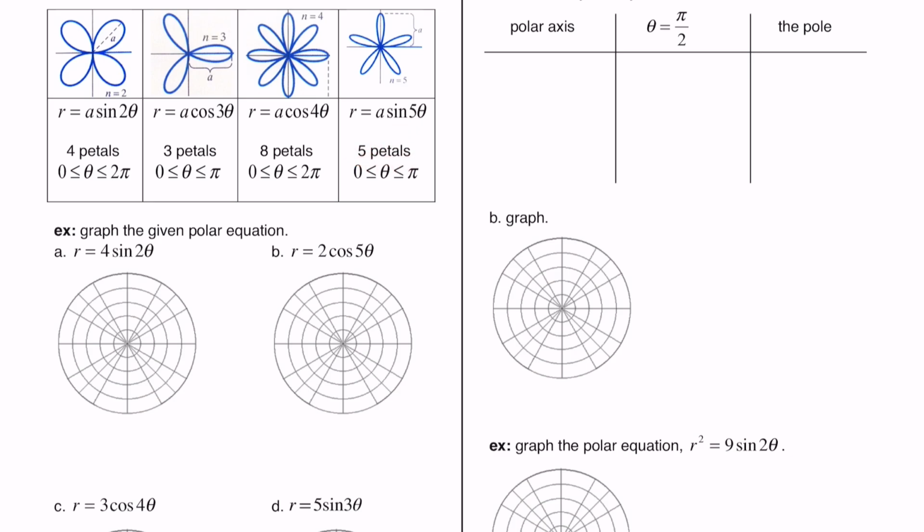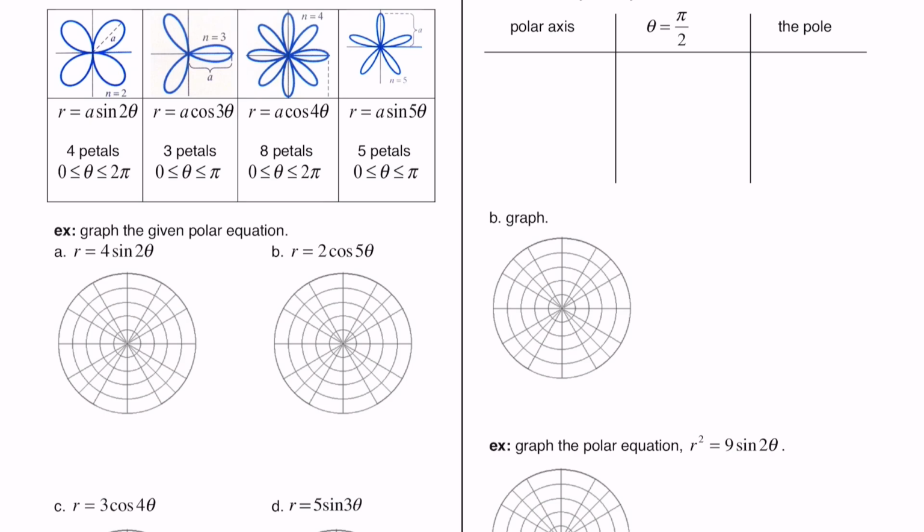So one more time, if the n value is even, like these, then the Rose curve will have double that number for the number of petals. But if n is odd, like 3 and 5, then the Rose curve has exactly the same number of petals, which in this case would be 3, and this one would be 5.